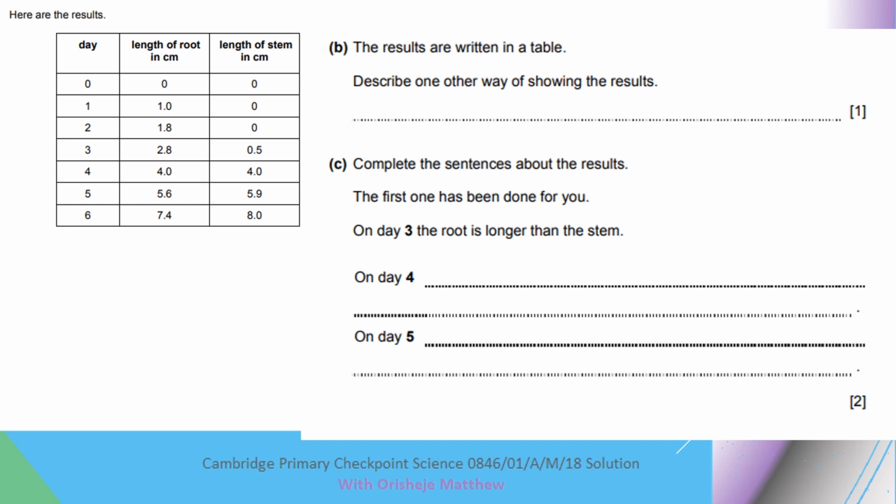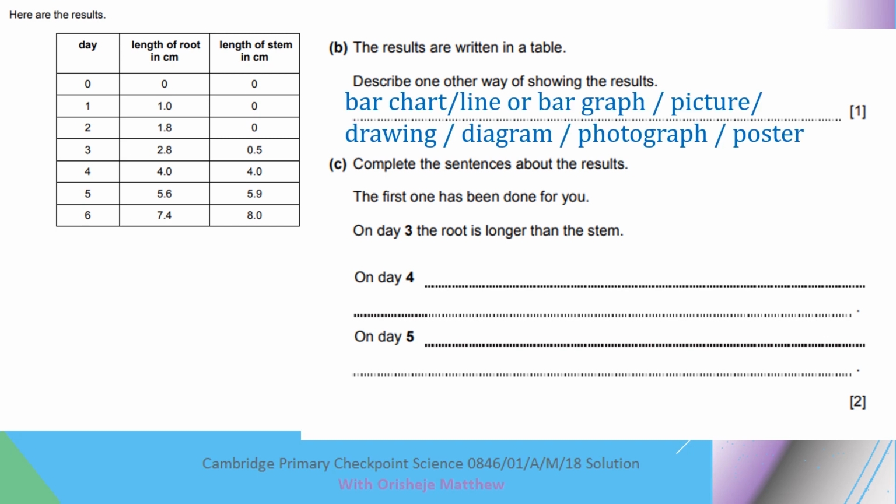Here are their results. Describe one way of showing the result. So you can use a bar chart, you can use a line graph, you can use a picture, drawing, diagram, photo, or poster. Now complete the sentence about the result. The first one has been done for you.